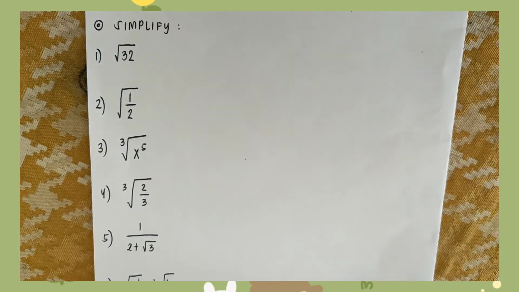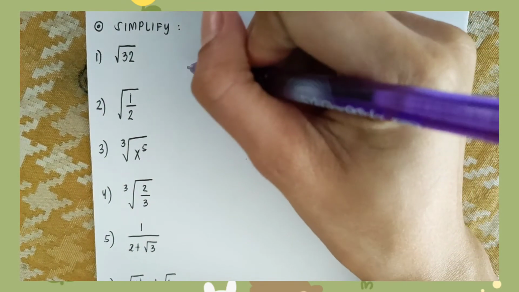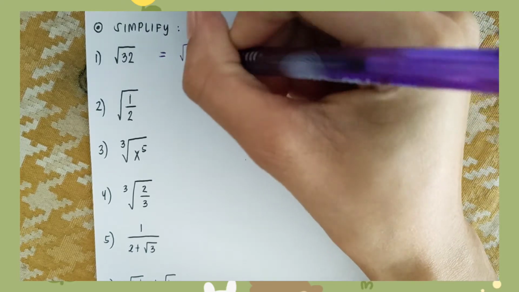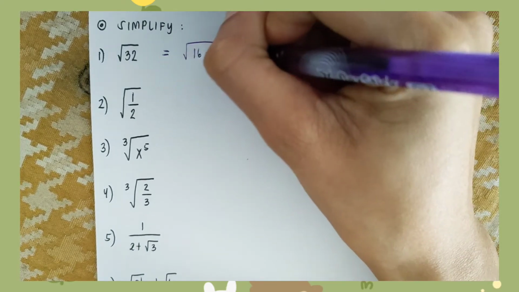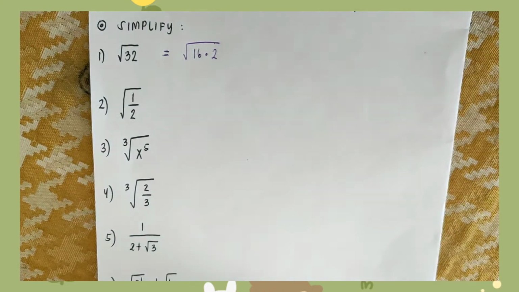Let us simplify the square root of 32. Okay, first, take note of the factors of 32. And what are the factors of 32? We have square root of 16 and 2. 16 times 2 is 32. One of them is a perfect square.